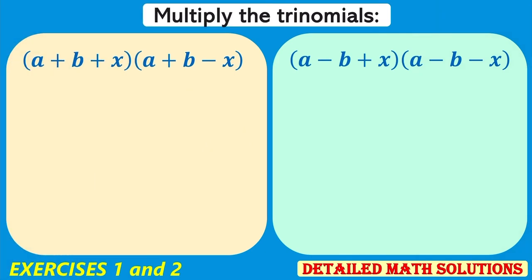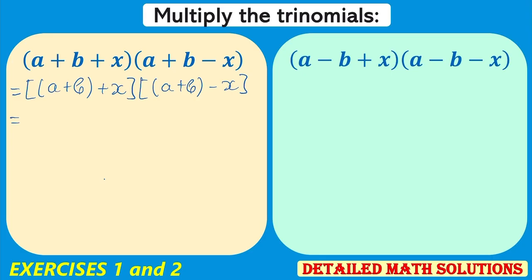First exercise, multiply the trinomials (a + b + x) and (a + b − x). In order for me to use the formulas, I need to write this expression as [(a + b) + x] multiplied by [(a + b) − x]. This way, I can use the formula for sum and difference of the same two terms.